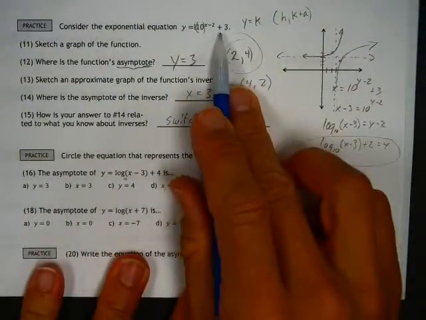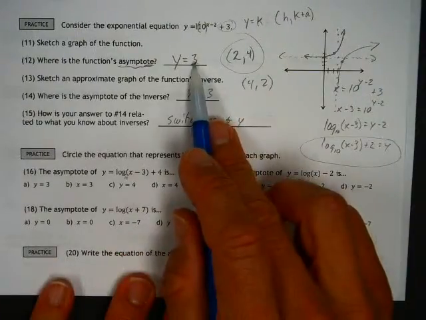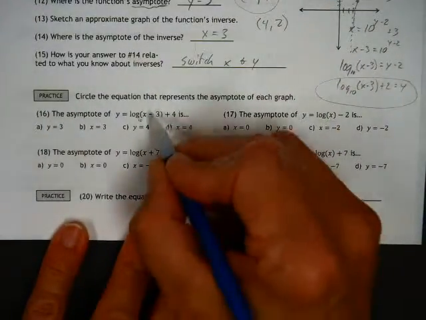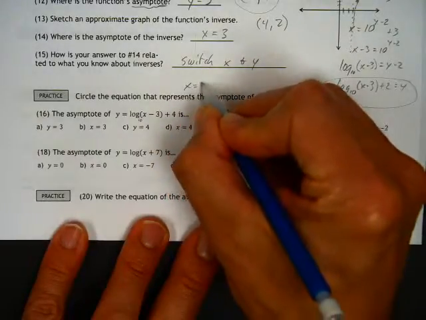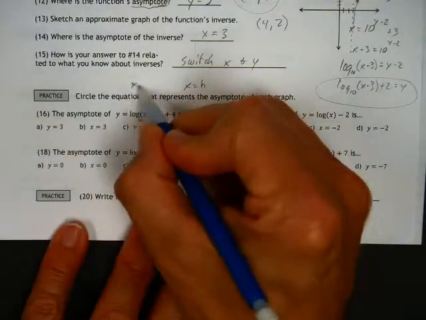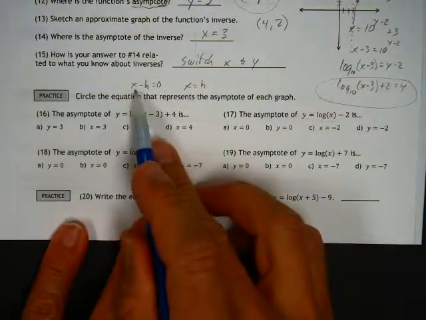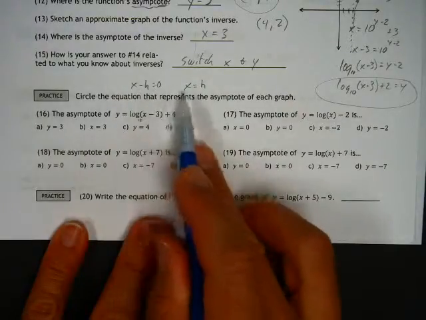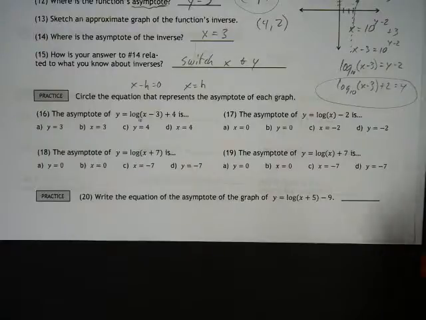When we look at the exponential, we focus our attention here. That gave us our asymptote, y equals k. Well, here, if I give you a new rule, x equals h. Notice h is positive. That's because x minus h equals 0 is essentially what we're doing. Set the argument equal to 0, move the h over, so x equals h is the equation of the asymptote.